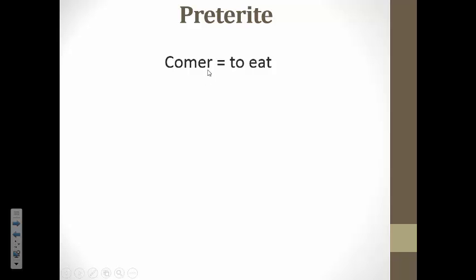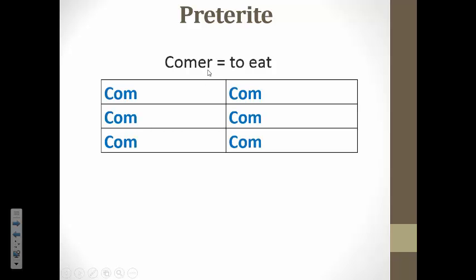Let's take a look at comer. Comer is an ER verb. So step 1, we've dropped our ending, and we're down to the stem of the verb. Then we need to add our endings. You'll remember from our preterite song last year that ER, IR forms are -í, -iste, -ió, -imos, -ieron. So on your note guide, hopefully you filled out this conjugation: comí, comiste, comió, comimos, comistes, comieron.